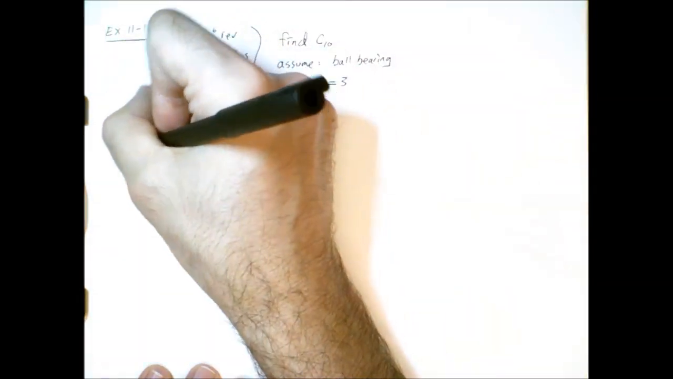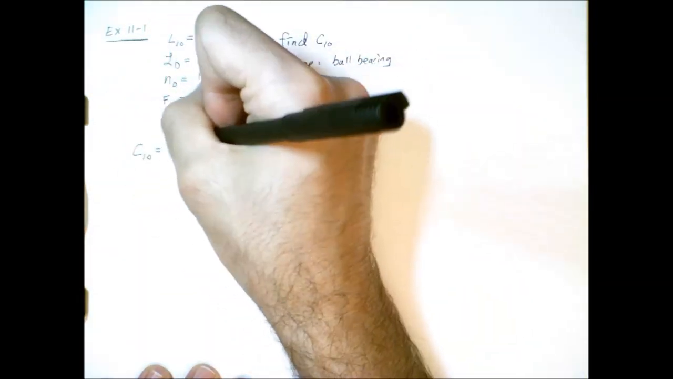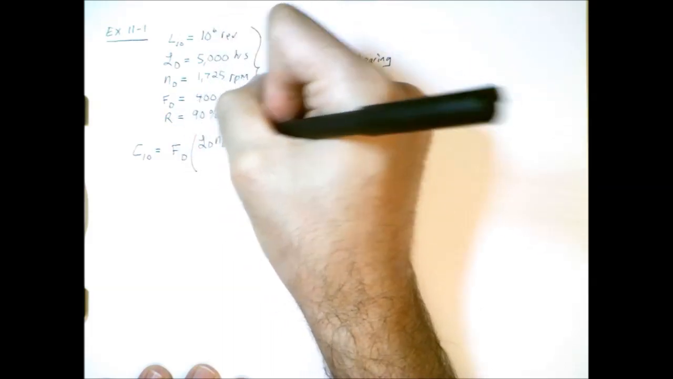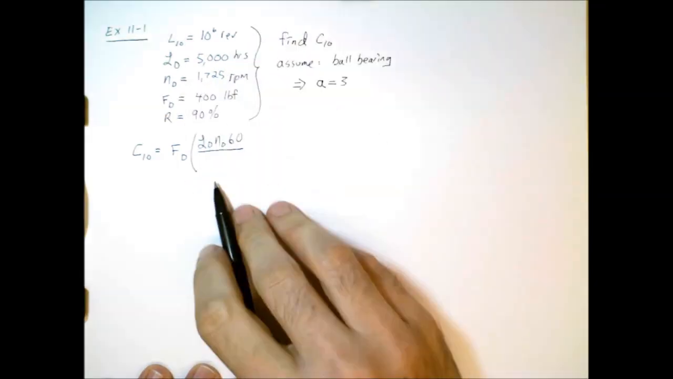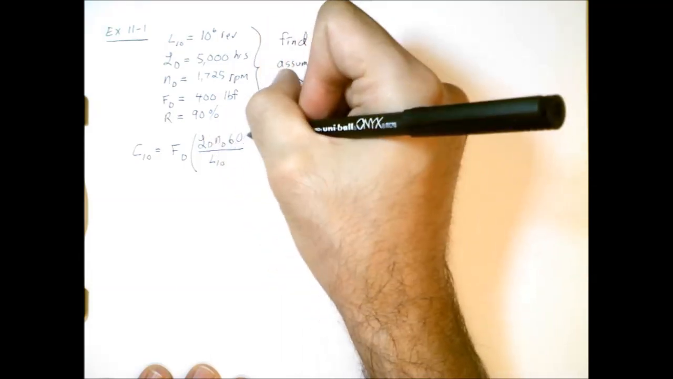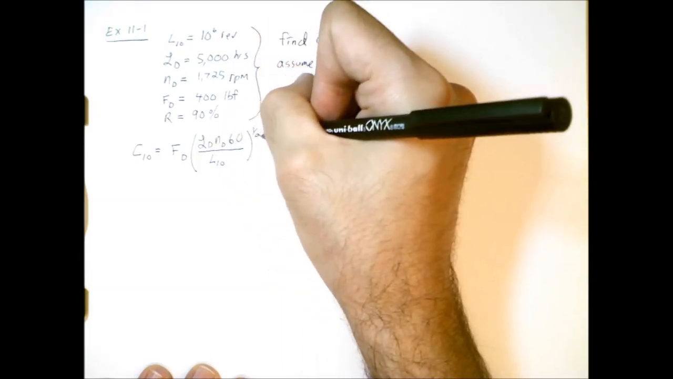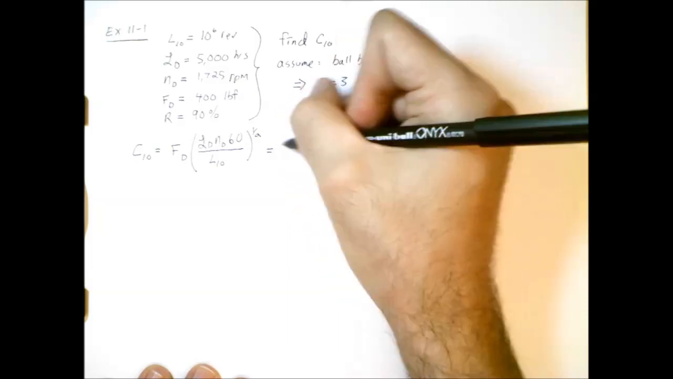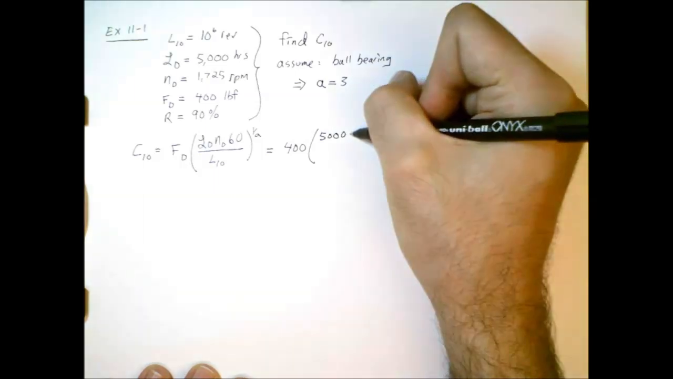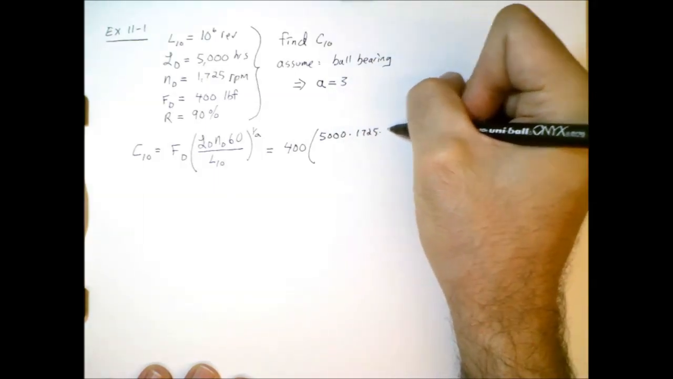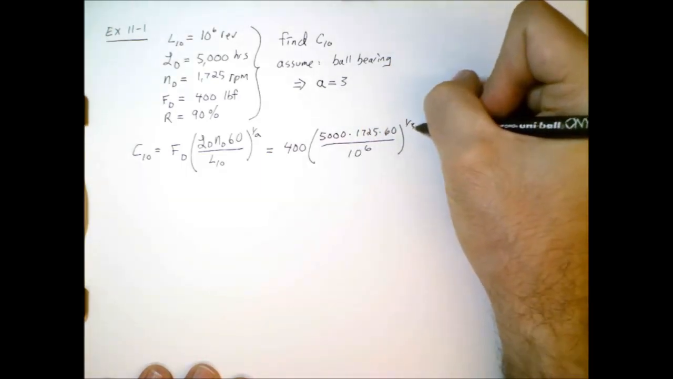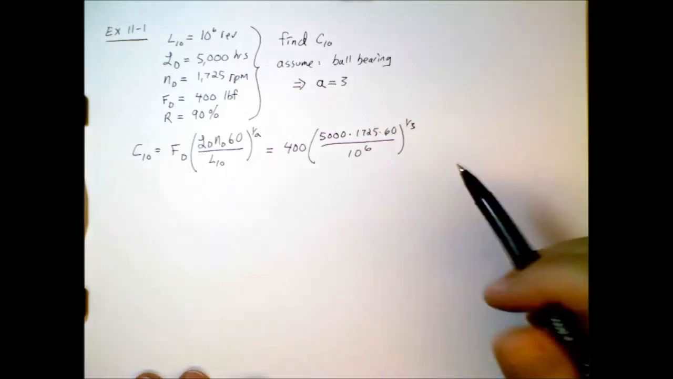So if we go through and use the formula, C10 is equal to F sub D times L sub D times N sub D times 60, divided by the same for the catalog data, except here we know that combined is just equal to the L10 value. Then all of that is raised to the power of 1 over a. Plug everything in, we get 400 times 5,000 times 1725 times 60 divided by 10 to the 6th, to the power of 1/3.